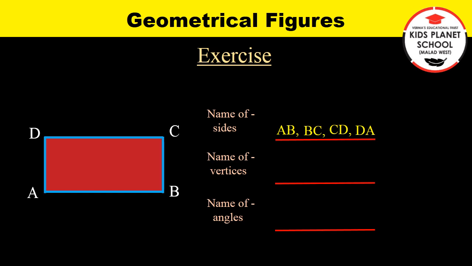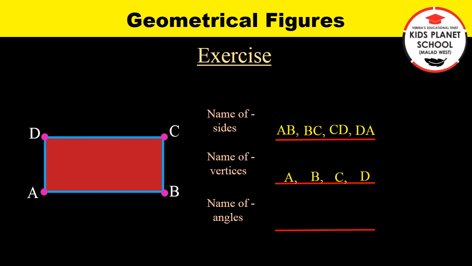Our next question is name of vertices. Children, here we have to give the name of vertices we see in the rectangle. Vertex A, vertex B, vertex C, vertex D.